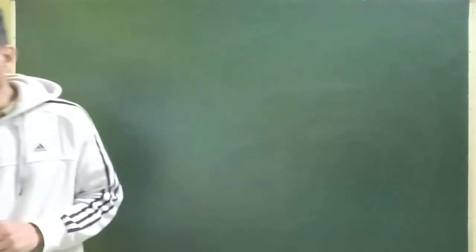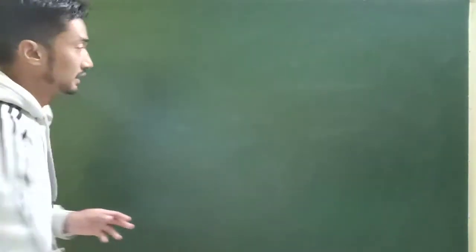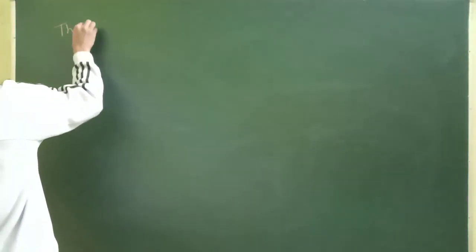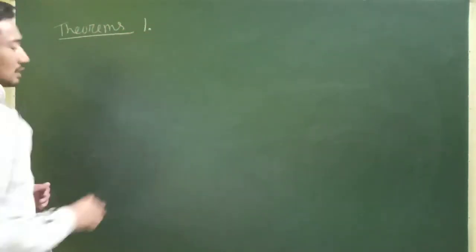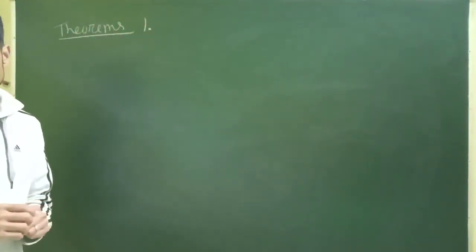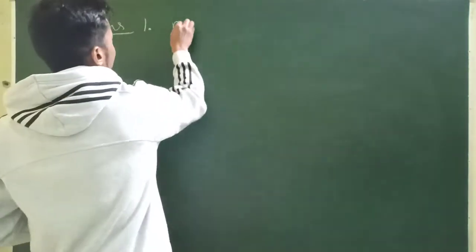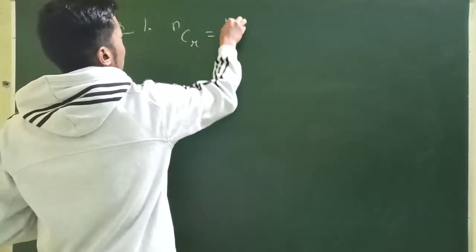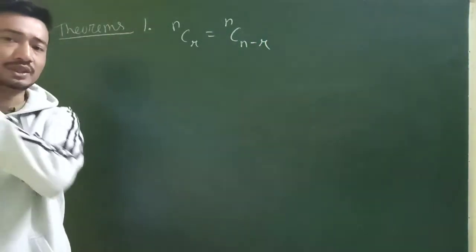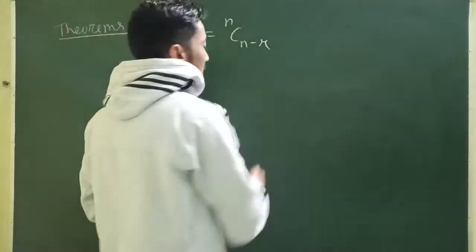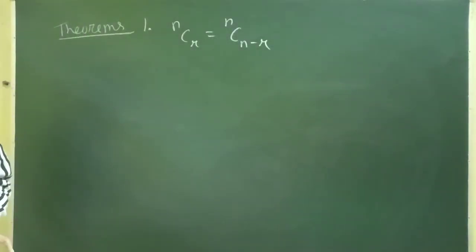Alright, now I'll give you some important theorems also today based on combinations. The first theorem that I'll be giving you would be nCr is equal to nC(n minus r). Very useful theorem, this one. Actually they are called complementary.